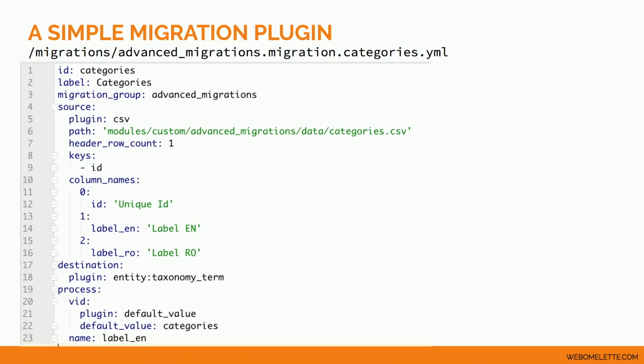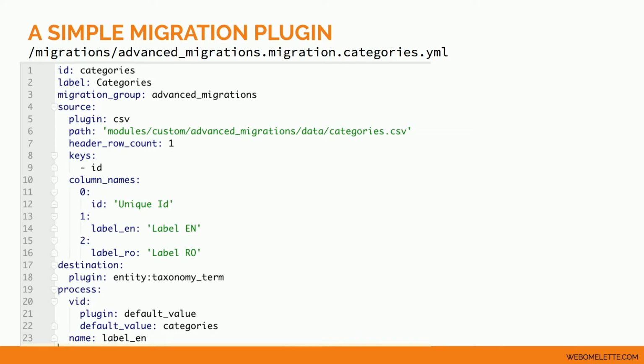So first we have two fields that we need to migrate. We have the vid, which is the vocabulary ID, right? All terms need to go into a vocabulary. And here we use the default value plugin. What is this plugin? It essentially says, okay, for all the records, just use this default value to save. So all of them go into the category vocabulary. Super simple stuff.